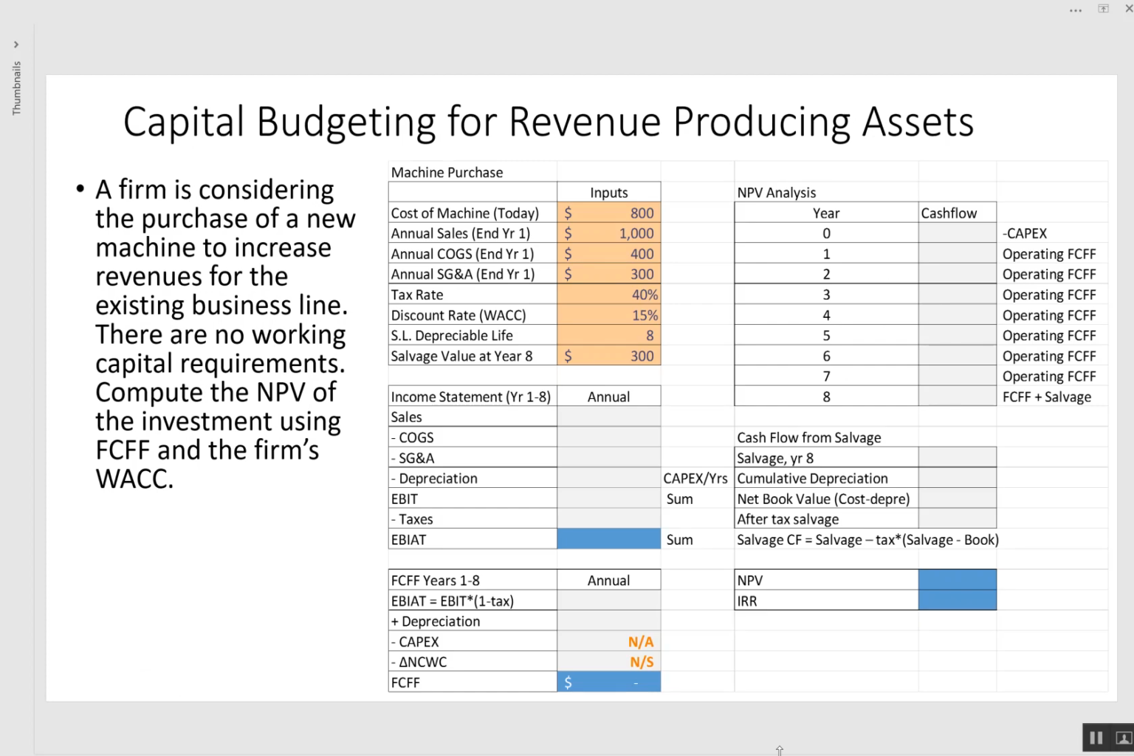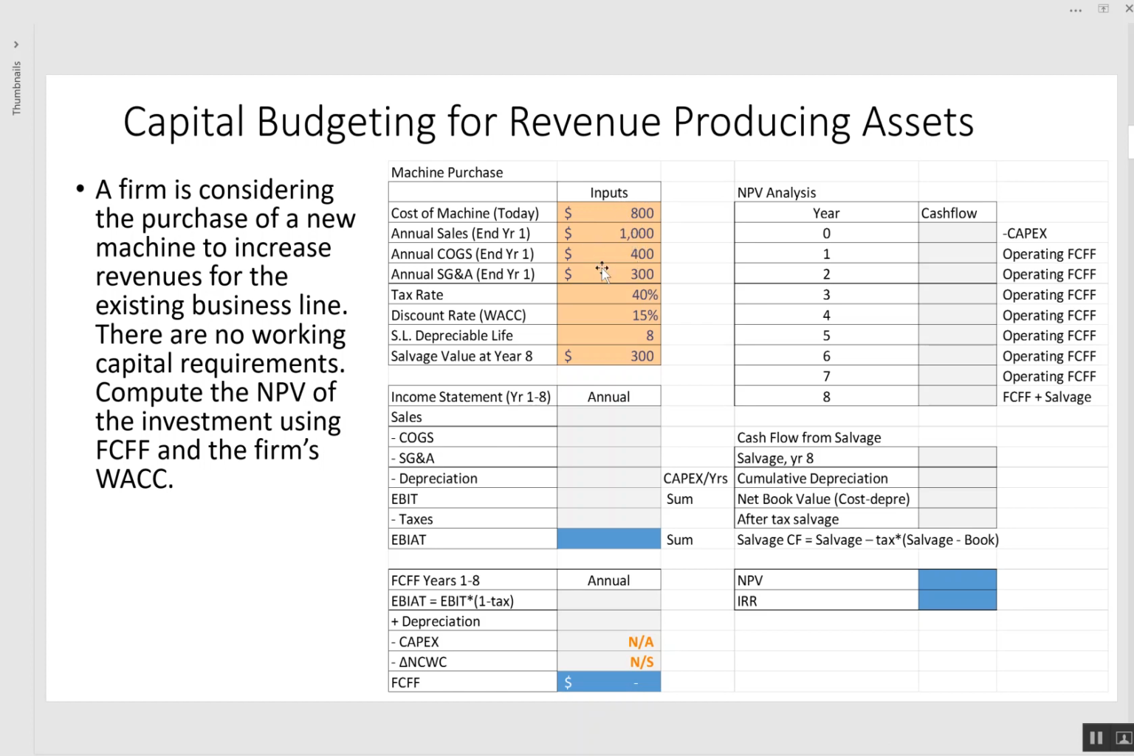So let's look at a project. Say a firm's considering the purchase of a new machine to increase revenues for its current existing business lines. All right, so the one I thought about for this project is the Redbox Corporation, the one that offers those CD kiosks. If they want to launch another machine that generates certain revenue and costs, they should probably use their weighted average cost of capital. That is their business. So let's look at calculating the NPV of buying a machine today.